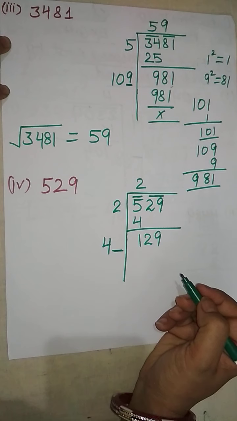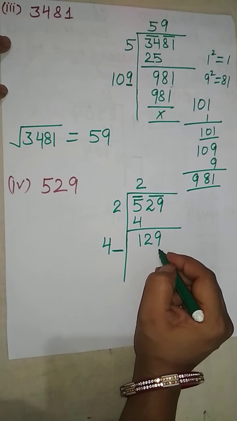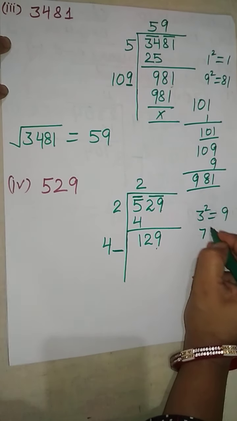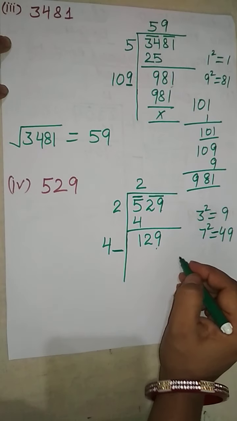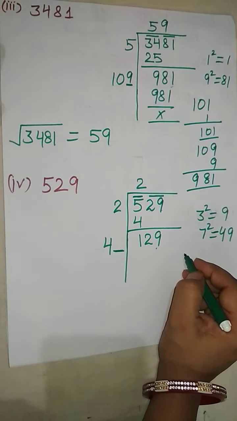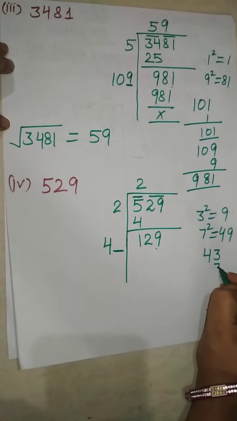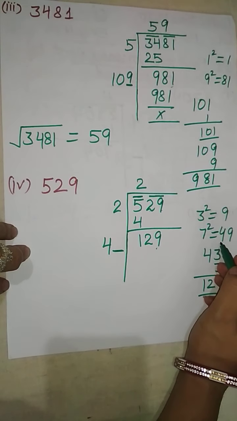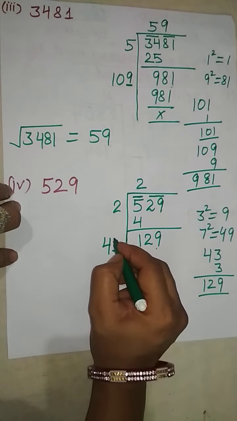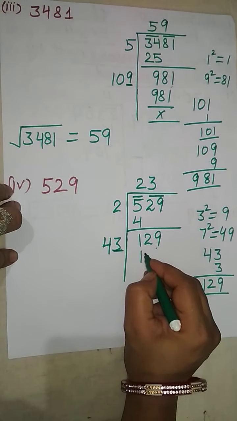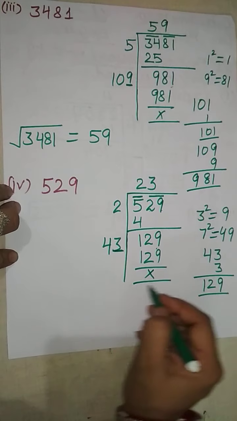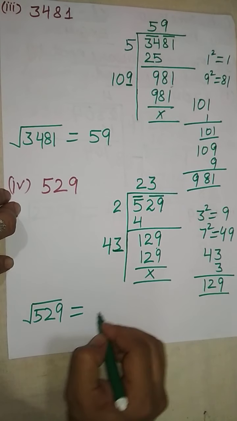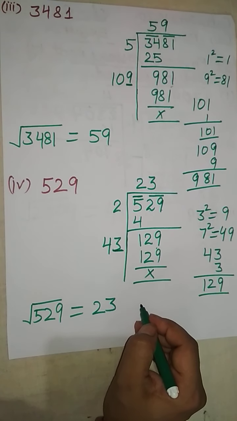Now I have to find out this digit. Now the numbers which are having the unit digit 9, this is square of 3 or square of 7 having the unit digit as 9. So firstly I'll try for 3. That is 43 multiplied by 3. 3 3s are 9, 4 3s are 12. It means we need not try with the 7. So it is 3, write 3 here. It is 129 and we got the remainder 0. So the required answer is square root of 529 is equal to 23.